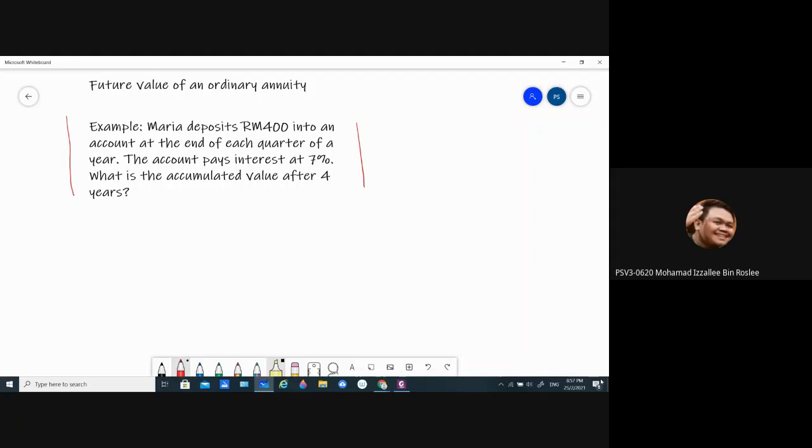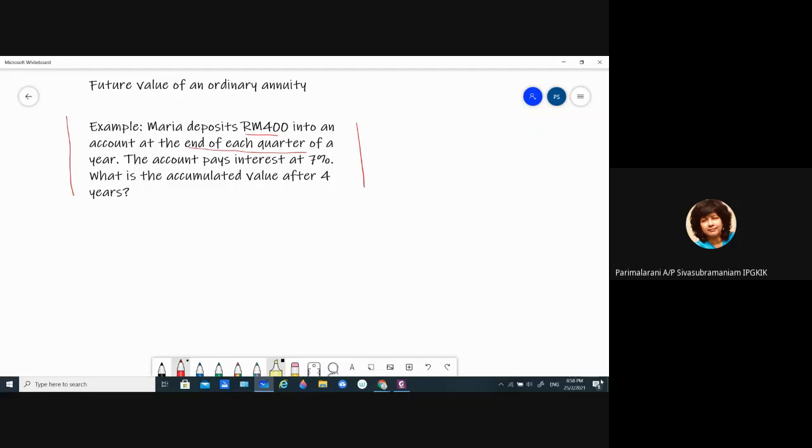The keyword said at the end of each quarter. So she's putting in 400 every 3 months. But if the question says Maria deposits 400 ringgit into an account and then the account pays interest, then it is the compound interest formula. You only put in once. This one she's putting in many times. So it is an annuity question.